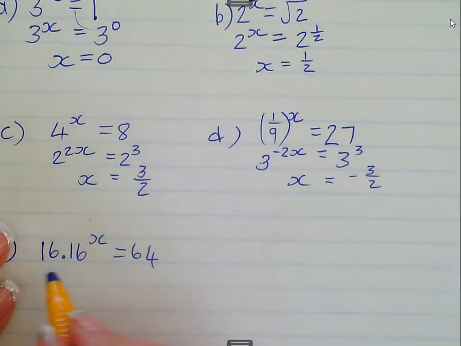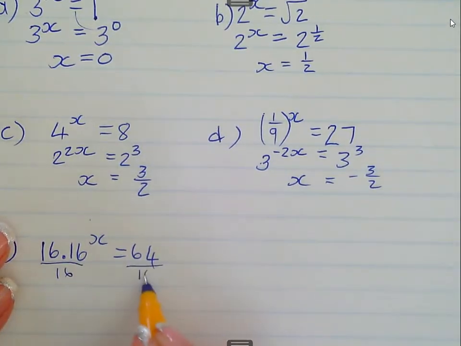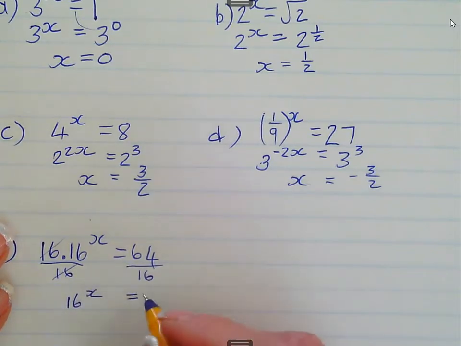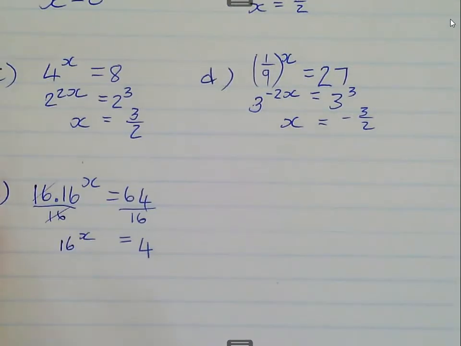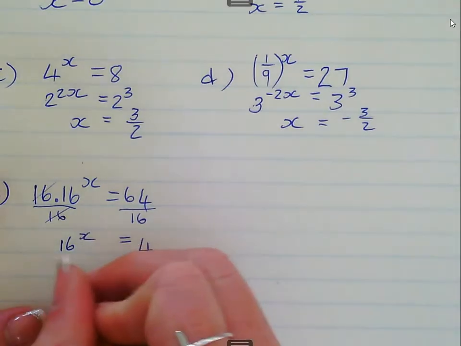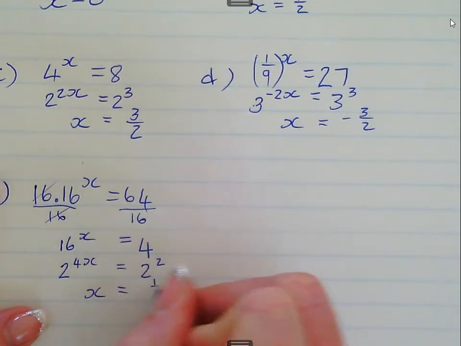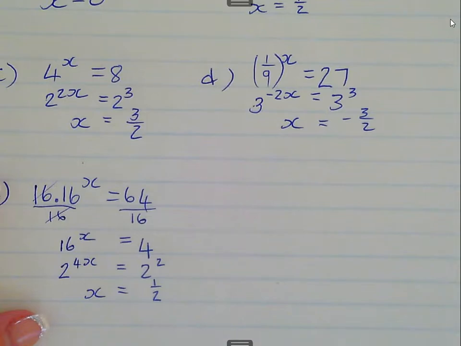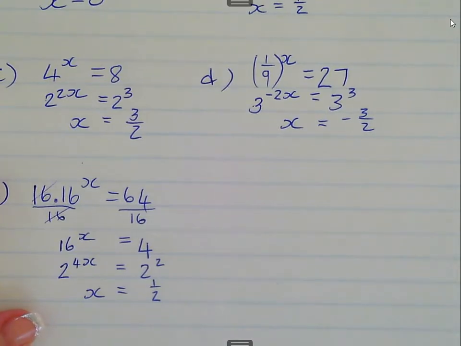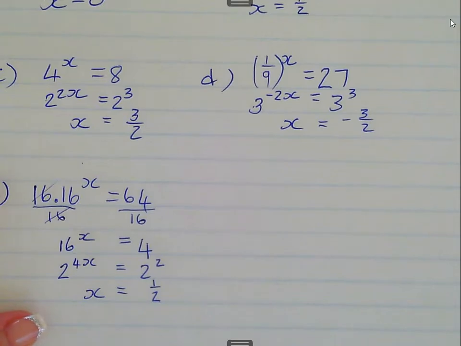Okay, so method 1, I divide with 16 on both sides. So here this one cancels out. Then I'm left with 16 to the power of x, and on this side I'm left with, what's 64 divided by 16? It is 4. Now can you see the problem there? They're not prime. I take them to prime base. What is 16? 2 to the power of 4x, and 4 is 2 to the power of 2, and then x is going to be equal to a half. 2 divided by 4 is equal to a half.